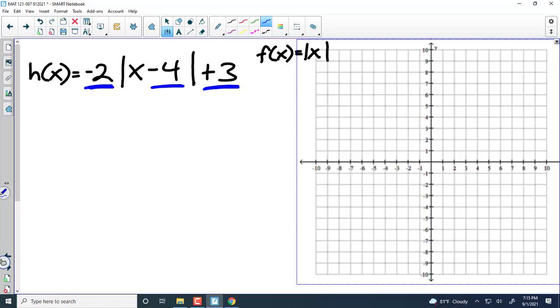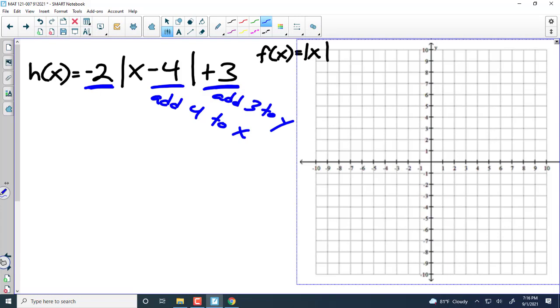This +3, we are going to do what to the ordered pairs? We're going to move it up because it's a +3, and we're going to add to the y values or the x values? Add 3 to y, because it's on the outside. The -4 on the inside, what are we going to do to our ordered pairs? Move it right. We will add 4 to, because it's on the inside, good. Add 4 to x. And the -2?